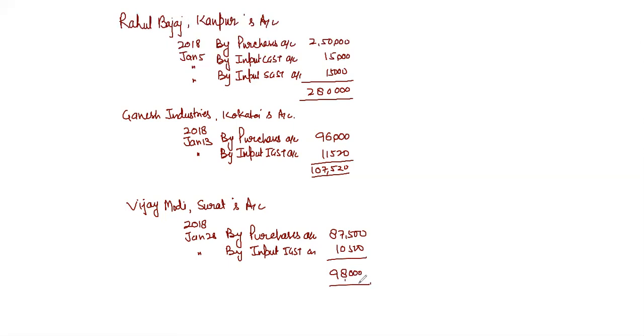Okay, like this you will prepare all the ledger accounts, and besides parties' ledger accounts, you will prepare accounts of taxes also, like input CGST, input SGST, and input IGST. So now in my next video, I will tell how to prepare ledger accounts with the help of sales book.